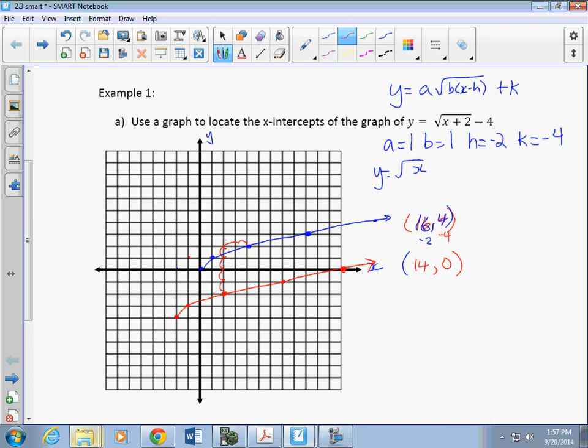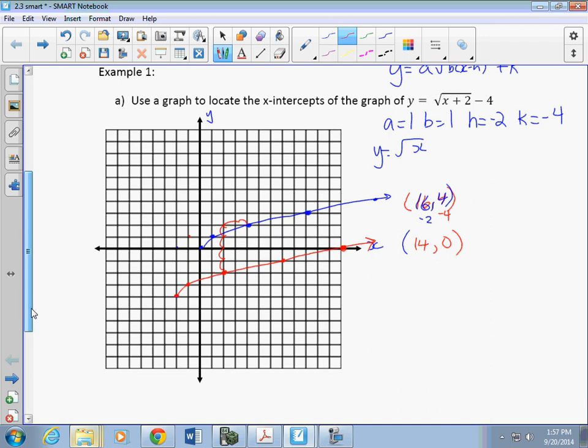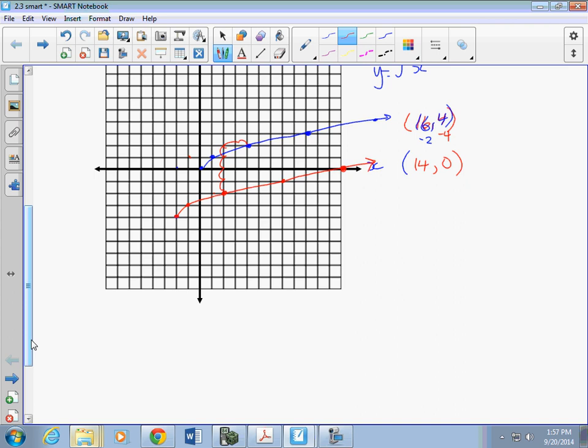So basically what you need to do is if your original graph doesn't give you enough points to transform, all you need to do is apply your transformations to your coordinates. Okay, so I know I have 16 and 4. My next point would have been at 25 and 5, 36 and 6, and so on. So then I would just apply my h and k value to those to find my point. So the x-intercept for this one occurs at 14 and 0.